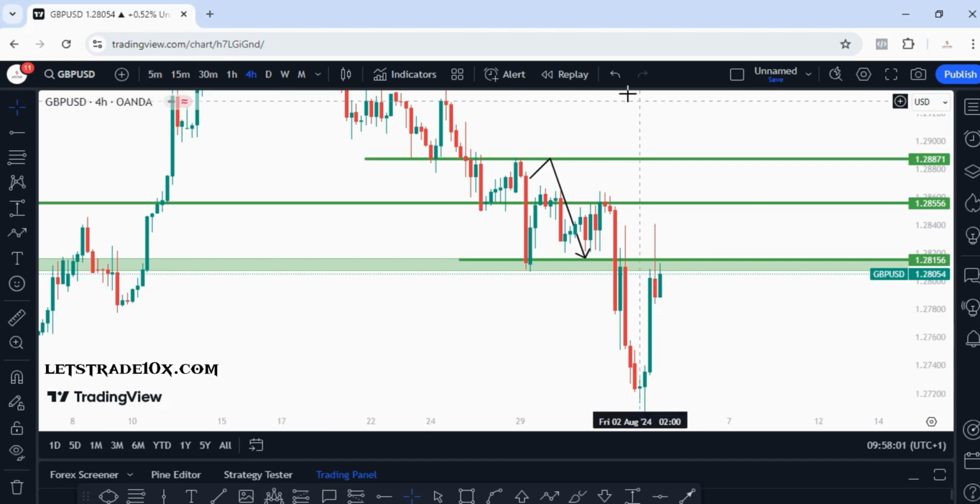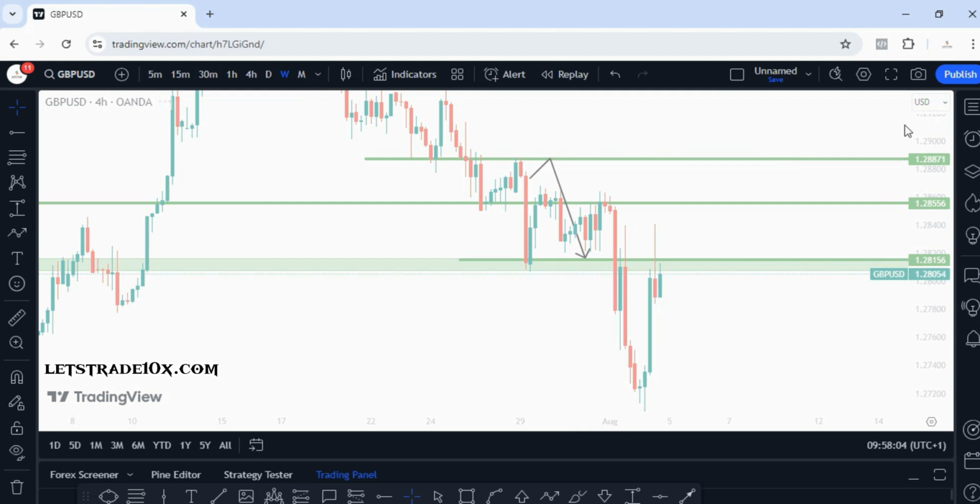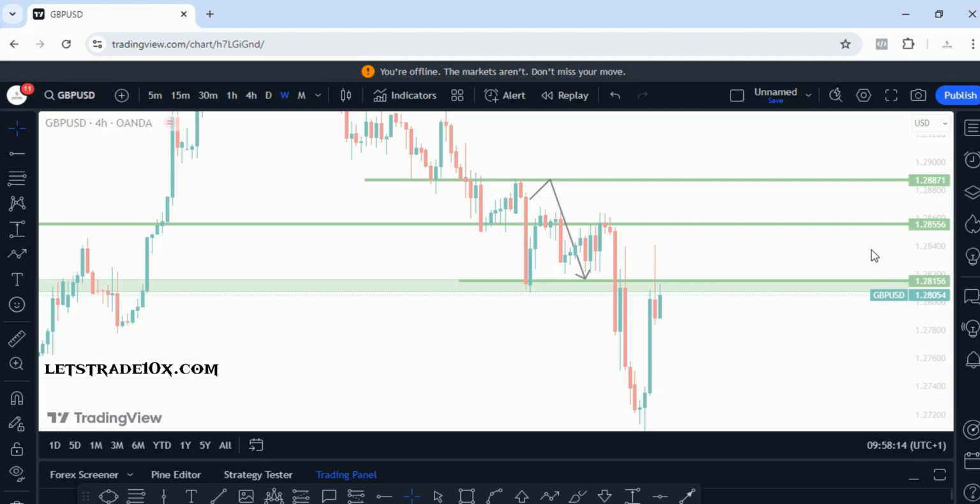Well, that is that. What should we be expecting going into next week? Now that DXY is super bearish, we are not seeing the effect all that much on GBPUSD, but it's all good because if DXY continues lower, GBPUSD has no option than to continue higher.